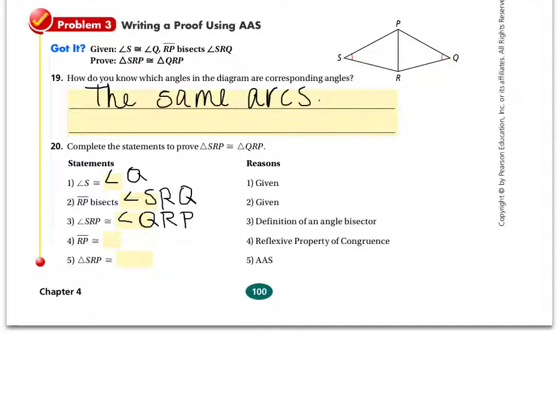Our fourth statement talks about the reflexive property of congruence. Therefore, segment RP will be congruent to segment RP. It's a reflection. Because remember, we're also talking about two separate triangles. And finally, statement 5, triangle SRP will be congruent to triangle QRP through the angle-angle-side congruence.